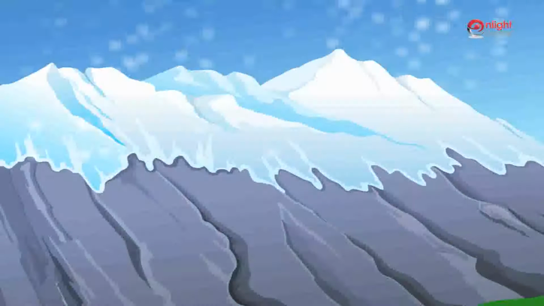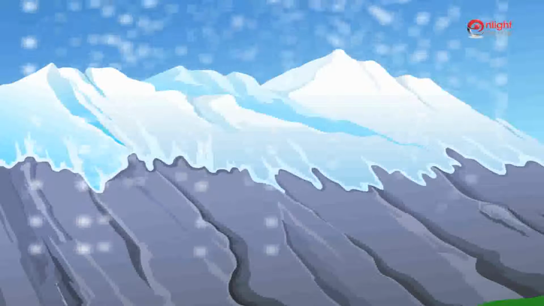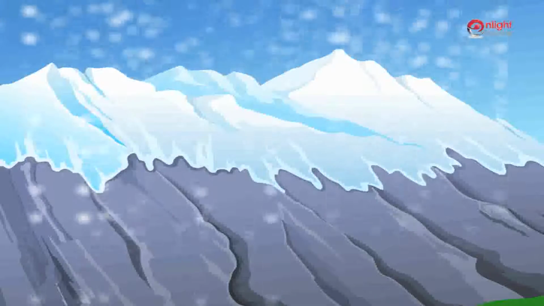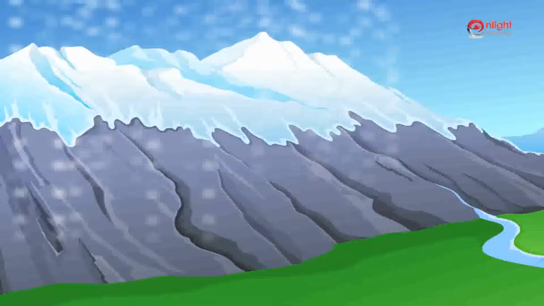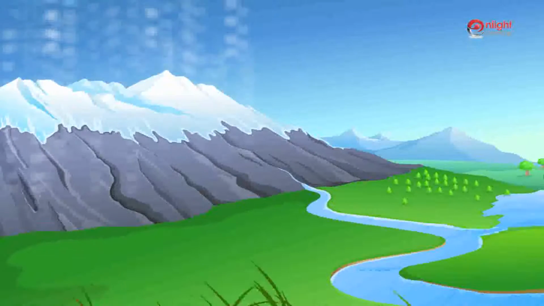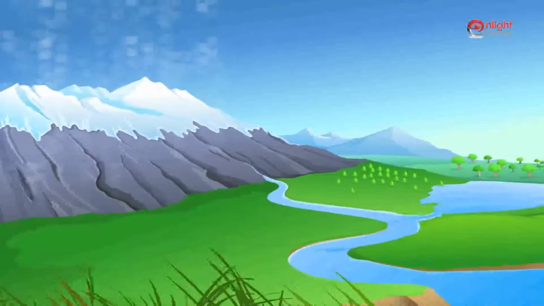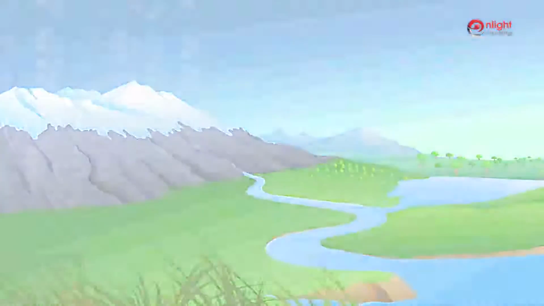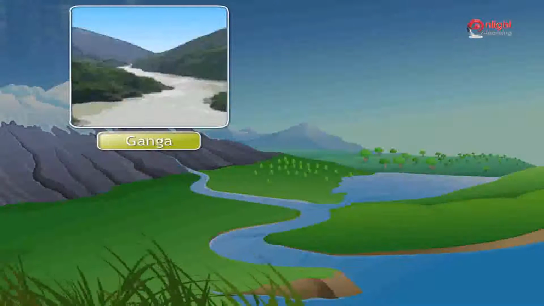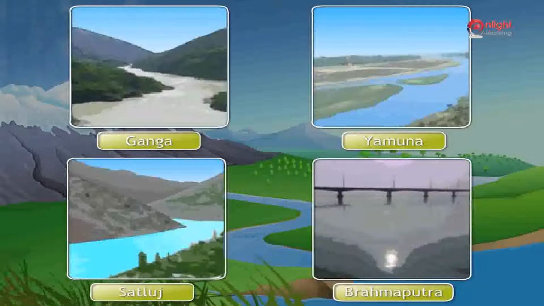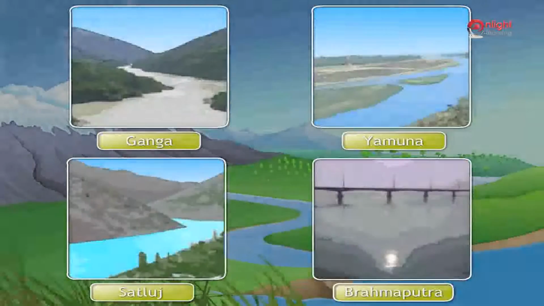The Himalayan mountain ranges are covered with snow throughout the year. That's why these regions are extremely cold. Do you know what happens when the snow in these regions melts? When the snow in these regions melts, the water flows down as rivers and reaches the plains. Rivers such as the Ganga, Yamuna, Satluj and Brahmaputra start in the Himalayan mountain ranges and flow towards the plains.